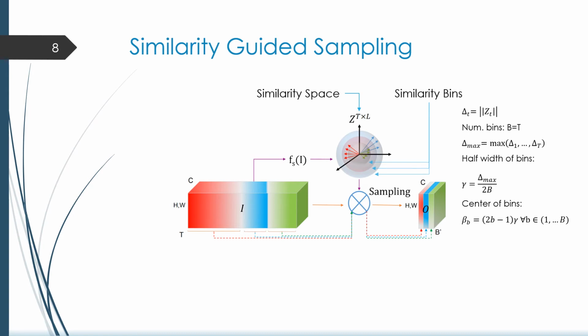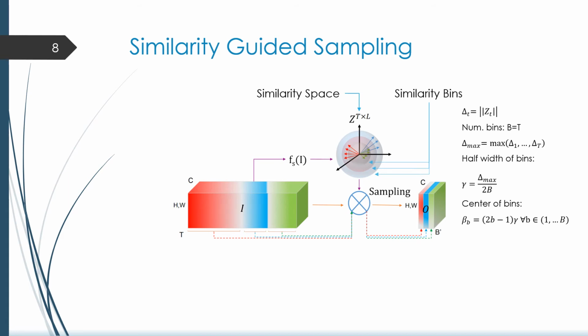To make the grouping very efficient and differentiable, we propose a binning approach with B similarity bins. We set B equal to T such that no information is discarded if there is no redundancy between the feature maps of all frames. For most videos, a subset of bins remain empty.